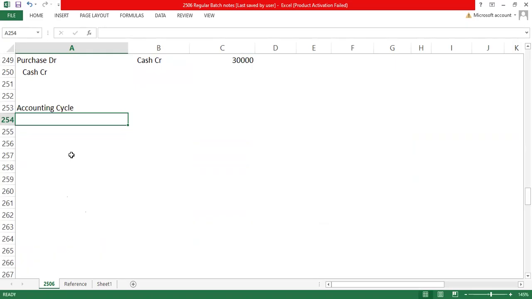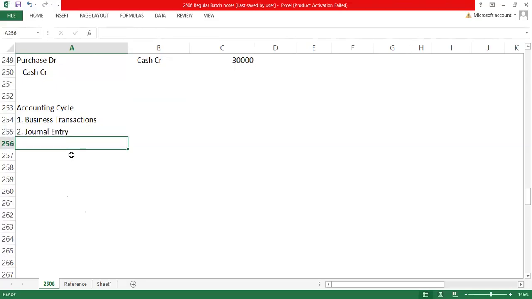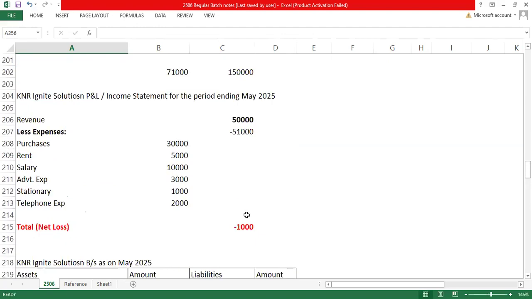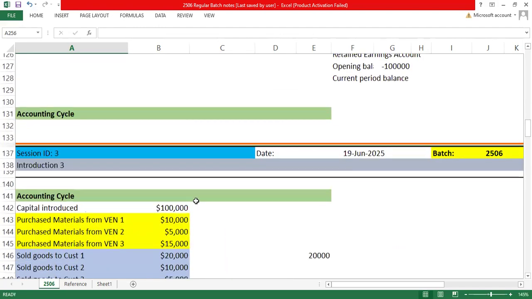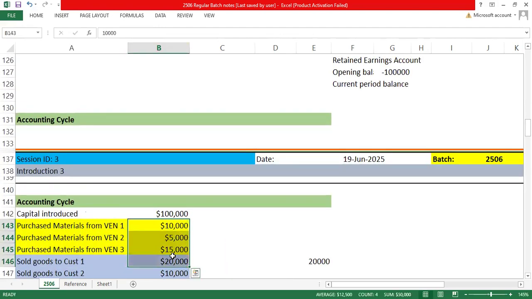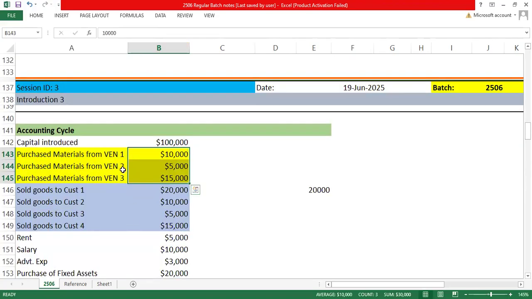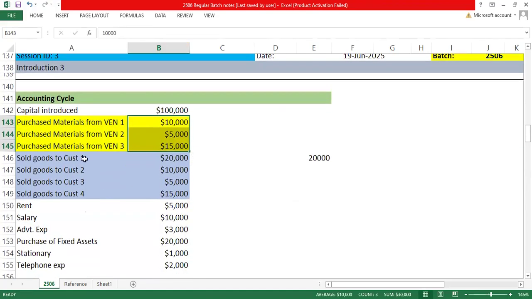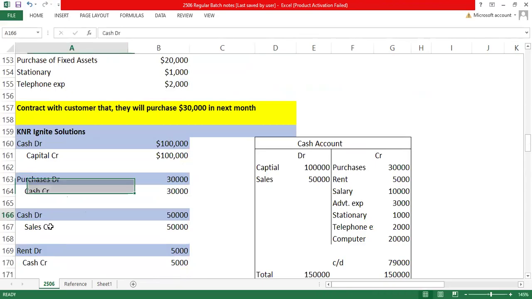In the accounting cycle, what happens first? It's a business transaction. Business transactions happened first. Then, from those business transactions, we created journal entries. After creating a journal entry, I wanted to know a particular account balance. Let's say I have multiple transactions that happened in the same account. Did I put all of this in multiple lines here, or did I summarize and put it into one?